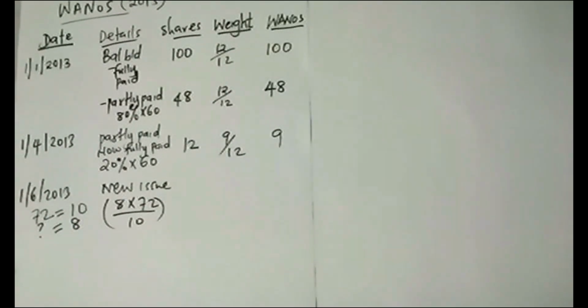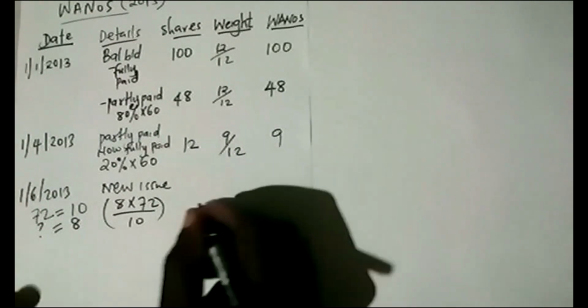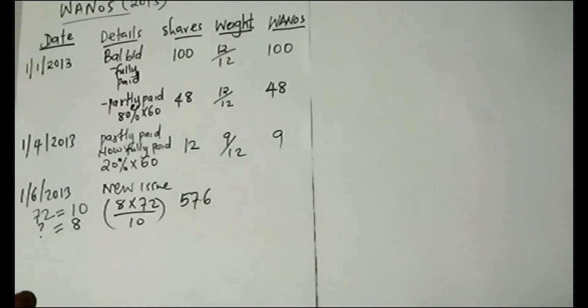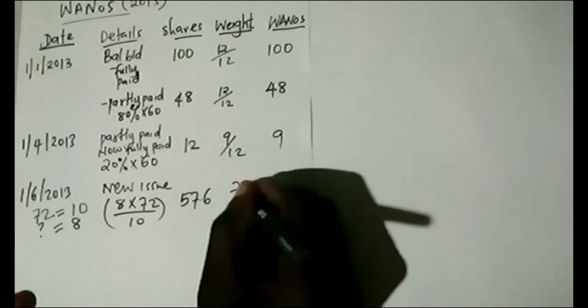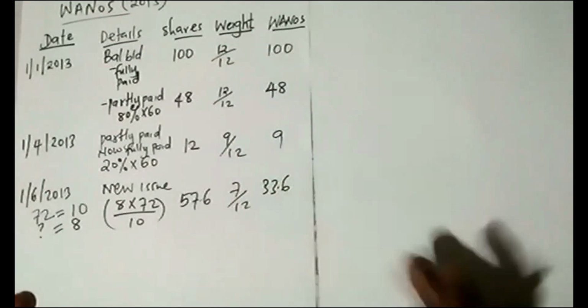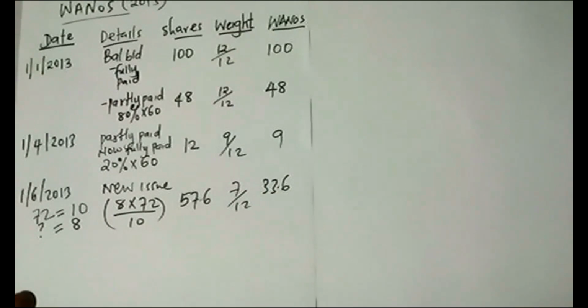If I use my calculator here, I'm getting 57.6. So weighing from June to the end of the year is 7 out of 12. So 57.6 times 7 out of 12 is 33.6. So we continue with another additional information.